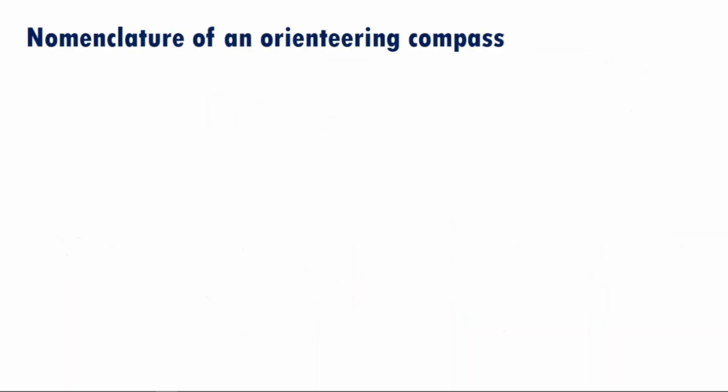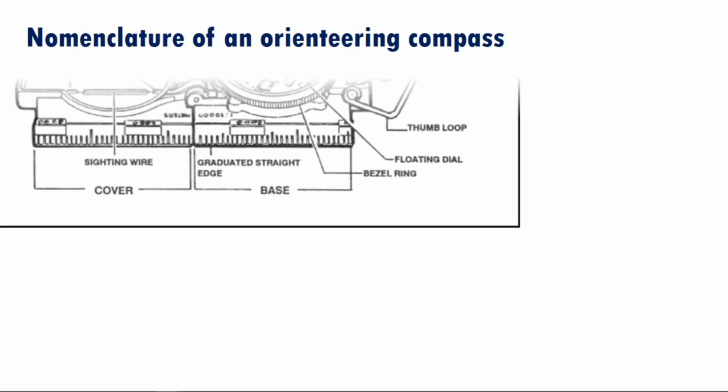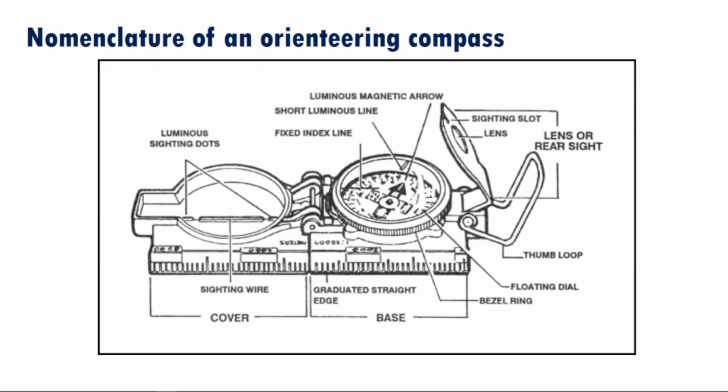Now let's look at the nomenclature of an orienteering compass. What do you mean by nomenclature? Nomenclature basically means the design or the diagram of an orienteering compass.